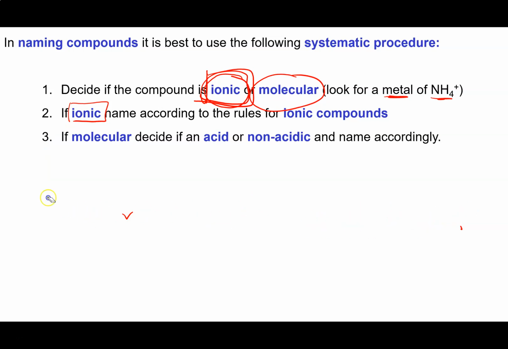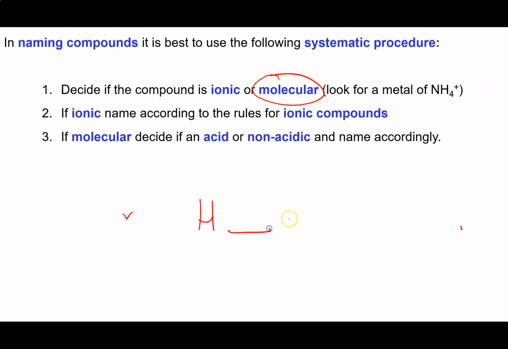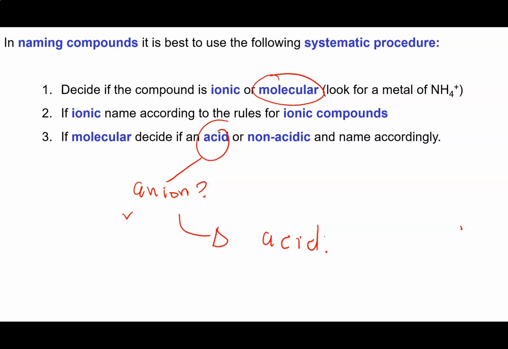Now, what if you decide that it's not an ionic compound? Well, if it's a molecular compound, what you're going to do then is check to see, is it an acid? Do they tell you that it's an acid in the formula? Does the formula begin with hydrogen and end in AQ? You need to decide if it's an acid or a non-acid. If it's an acid, you then have to figure out what is the anion formed when it's dissolved in water. And once you've done that, that's going to lead you on to the name of the acid.